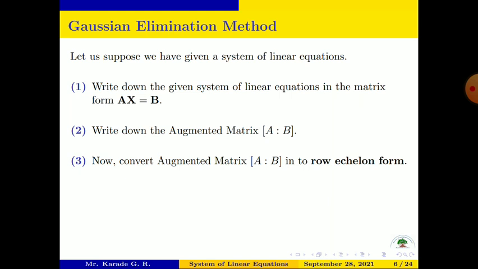In the third step, we convert the augmented matrix [A | B] into row echelon form. All of you know what the row echelon form is. If you have attended all the previous lectures, then you will know what that row echelon form is. So let us define here the row echelon form of a matrix. A matrix is said to be in row echelon form if it satisfies the following conditions.